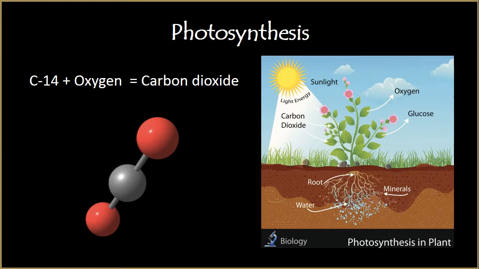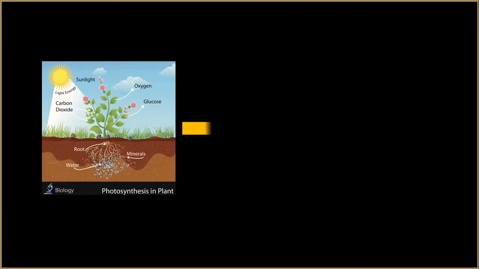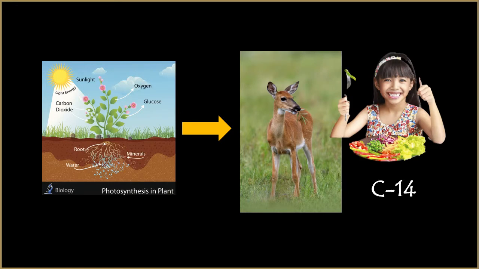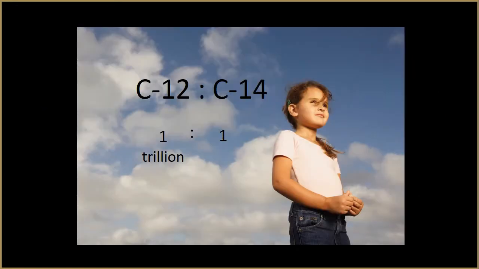Just like carbon-12, the carbon-14 combines with oxygen to form carbon dioxide, which is absorbed by plants during photosynthesis. Animals and people who eat the plants take in carbon-14. Carbon-14 is only a tiny fraction of the carbon found in the atmosphere. For every trillion atoms of carbon-12, there is only 1 atom of carbon-14. This ratio of carbon-12 to carbon-14 in the air and all living things is nearly constant.